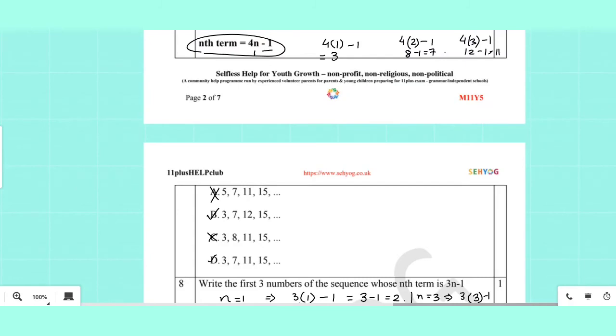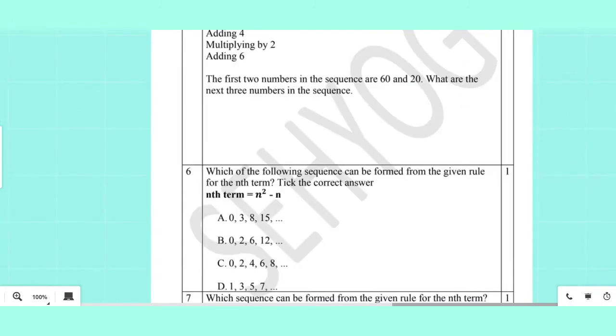So we can see that I have cancelled out the ones which start with 5. We are left with only the ones with 3 and then we can see that the second term 3, 7, then 11 and the final term is 15. So 3, 7, 11, 15.